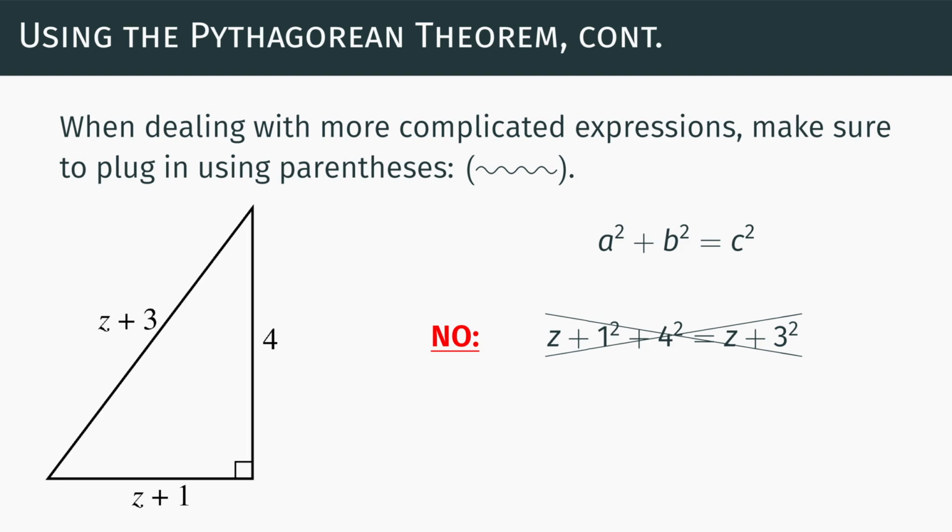What you're doing there is you're only squaring part of it. So what you need to do instead is make sure to plug in with parentheses. So it's (z plus 1) as a quantity being squared, plus 4 squared, equals (z plus 3) as a quantity being squared. And then from there, once again, it's just a matter of simplification and algebra to figure out what your z value will be.